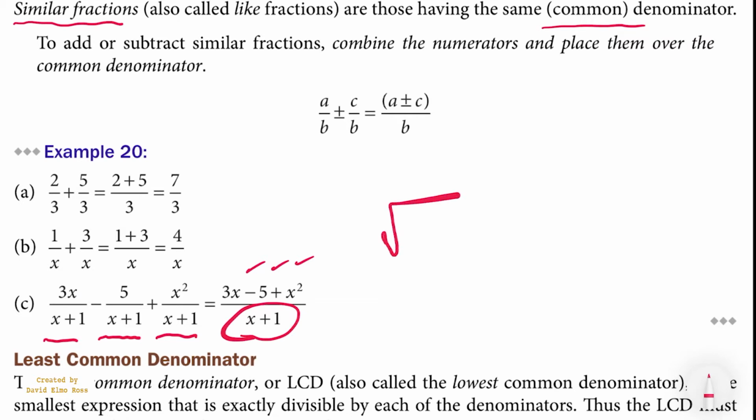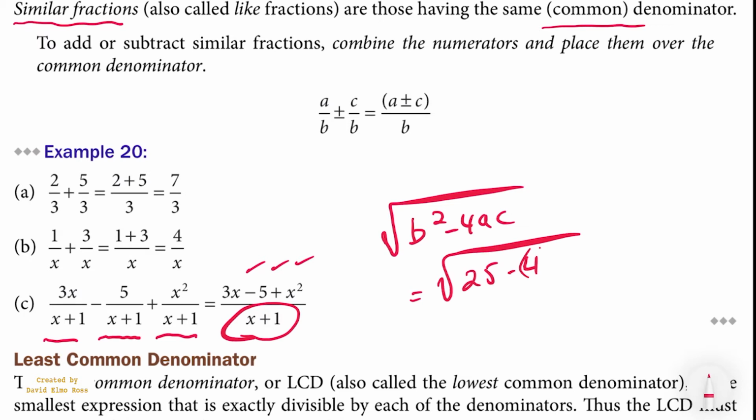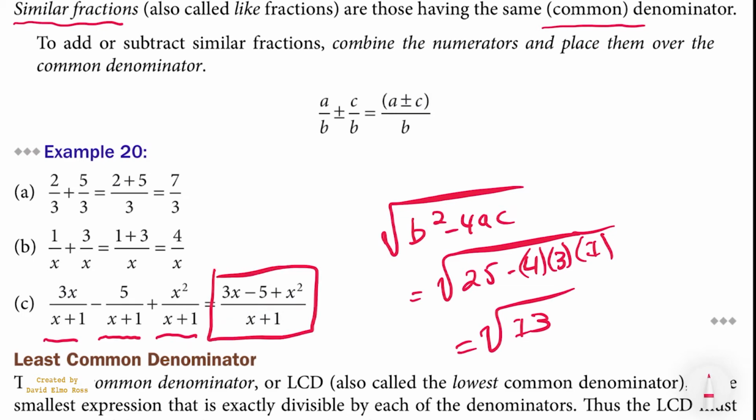And if we do the rule of b squared minus 4ac, we're going to find that this is equal to the square root of 25 minus 4 times 3 times 1, which is equal to the square root of 13, which means this is not factorable, so no more simplification can be done.